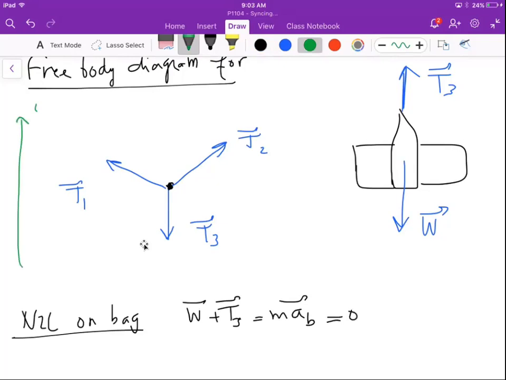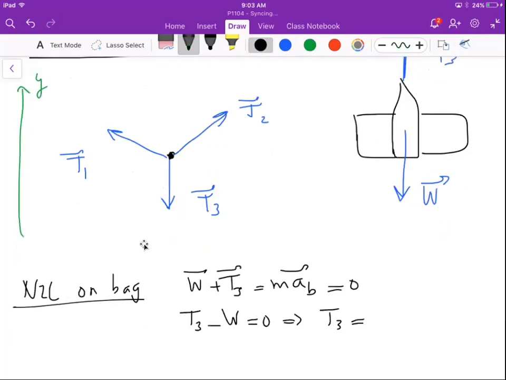This is the y-axis pointing upward. And let's make the projection for W and T3. So we end up with plus T3 minus W equals 0. So T3 equals W. So already we know the first tension is equal to W, which is 325 Newton. So that is the first unknown. But of course we need T3 later on, because T3 is also present at the intersection here.